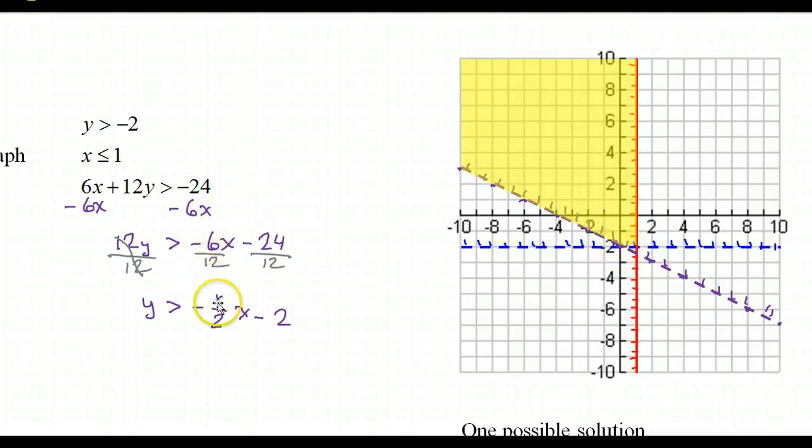Okay, I'm just double checking. Alright, I think I did everything correctly.